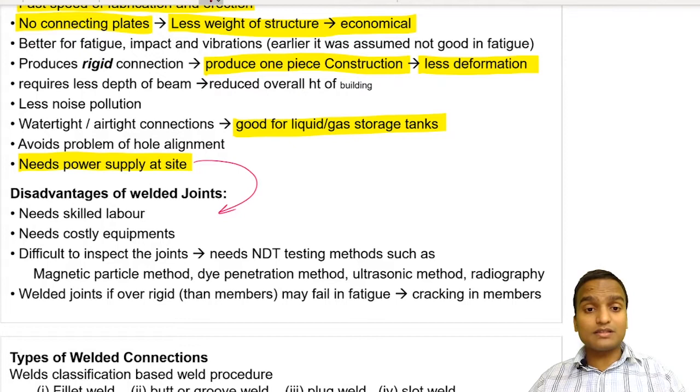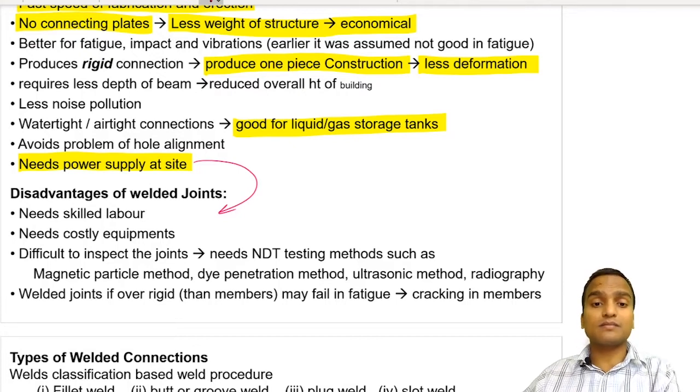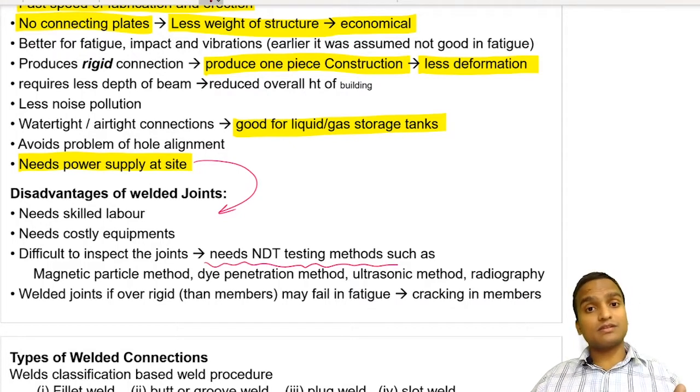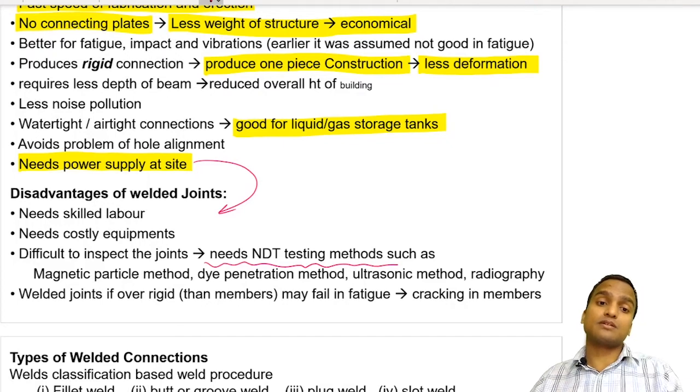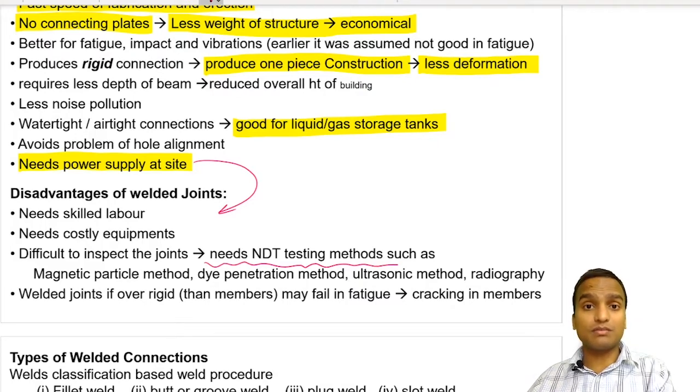So it requires non-destructive testing. There are destructive testing and non-destructive testing. In non-destructive testing we test the material without disturbing or breaking the test material or the specimen. In that we use the magnetic particle method, dye penetration method, ultrasonic method, and radiography.